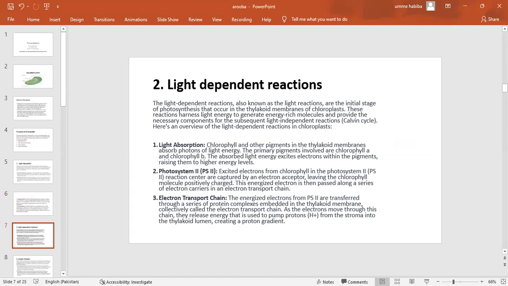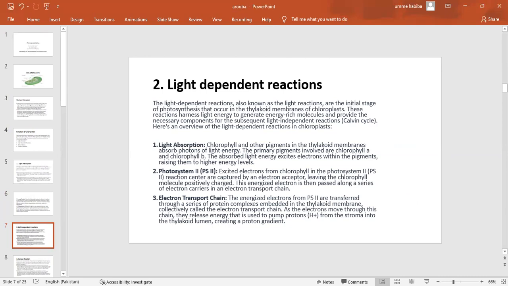The light-dependent reactions, also known as light reactions, are the initial stage of photosynthesis that occur in the thylakoid membrane of chloroplast. These reactions harness light energy to generate energy-rich molecules and provide the necessary components for the subsequent light-independent reactions. Here is an overview of the light-dependent reactions: light absorption, photosystem 2, electron transfer.